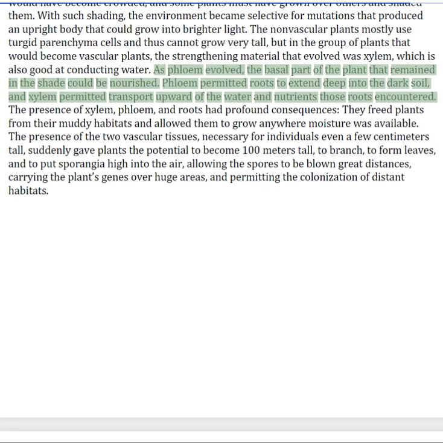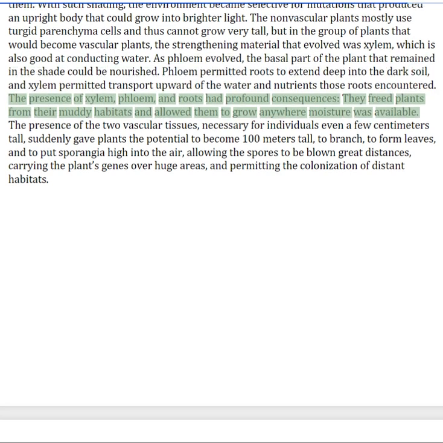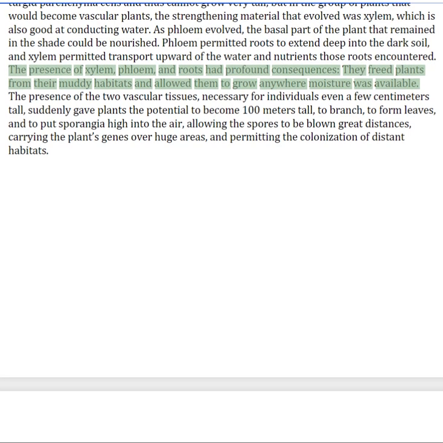As phloem evolved, the basal part of the plant that remained in the shade could be nourished. Phloem permitted roots to extend deep into the dark soil, and xylem permitted transport upward of the water and nutrients those roots encountered. The presence of xylem, phloem, and roots had profound consequences. They freed plants from their muddy habitats and allowed them to grow anywhere moisture was available.